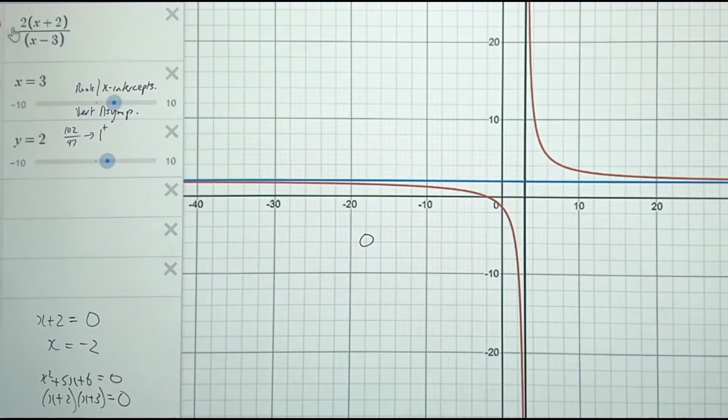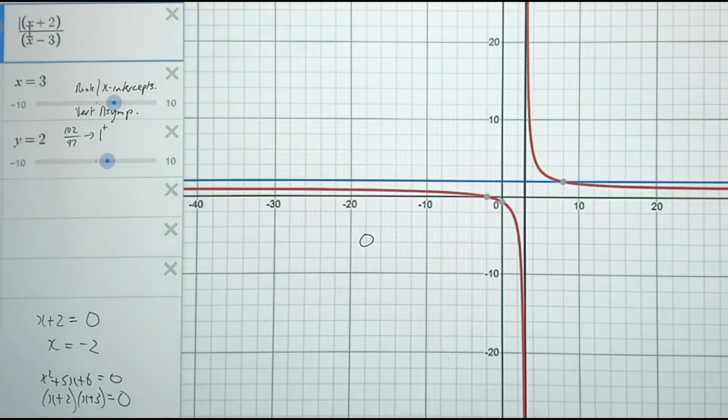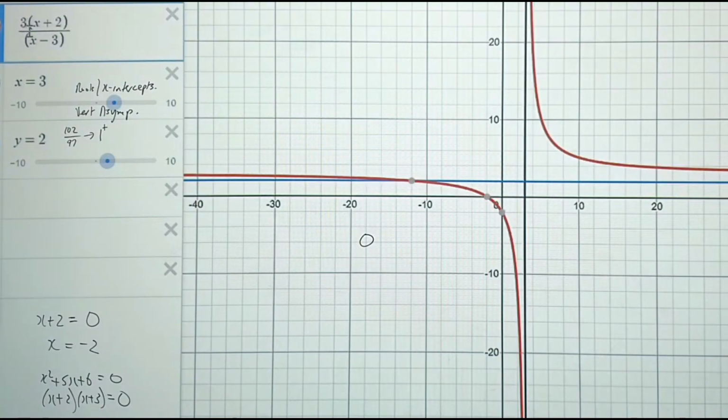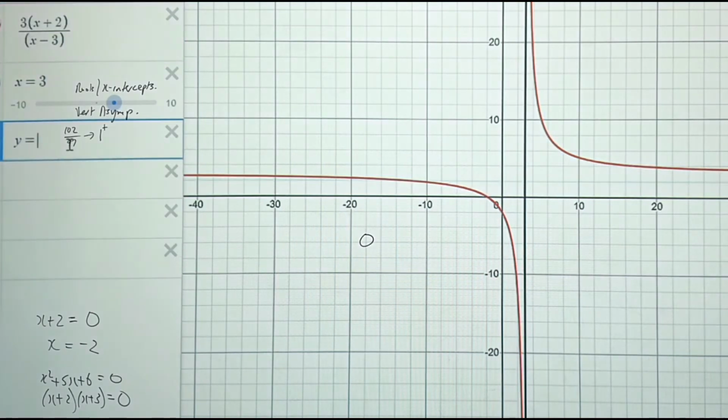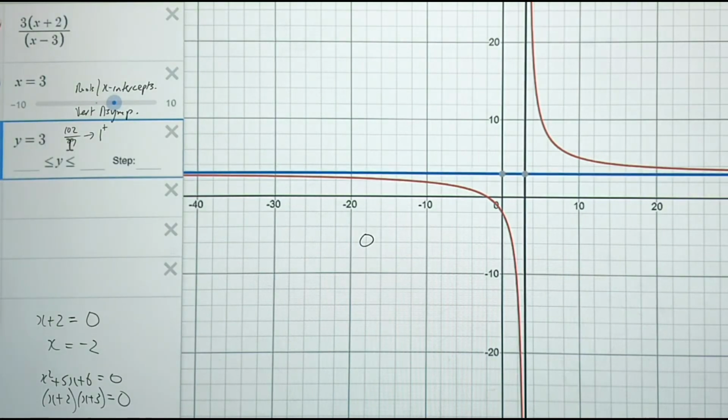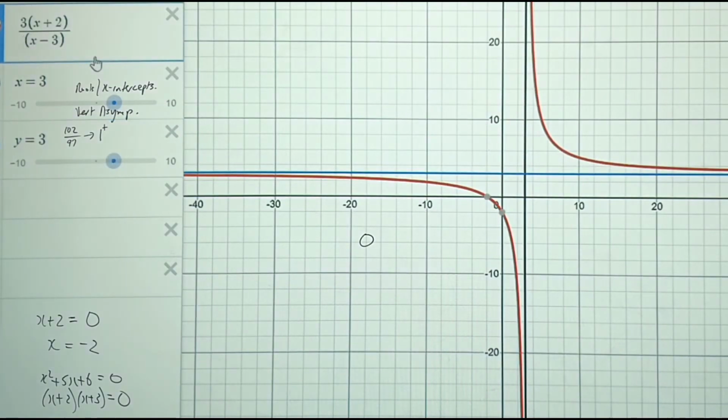So what happens if I made it 3? The leading coefficient of the numerator was 3, and the leading coefficient of the denominator is 1. 3 over 1 is 3. There it is there. What if I change the bottom to 4, to make it more obvious?